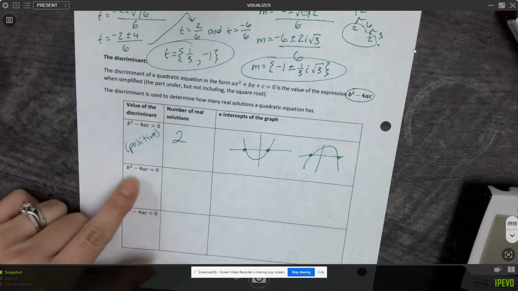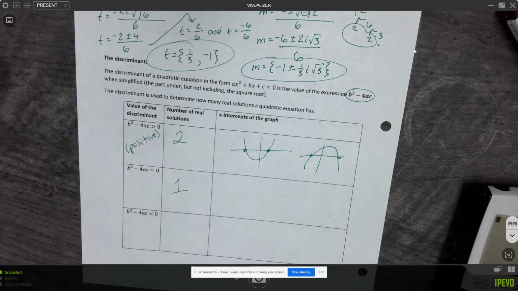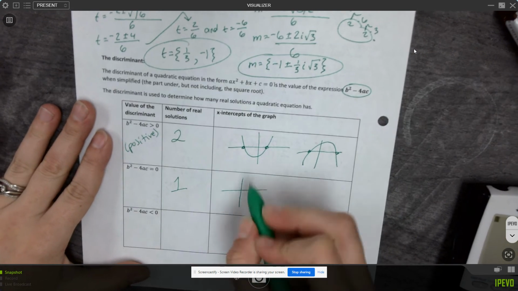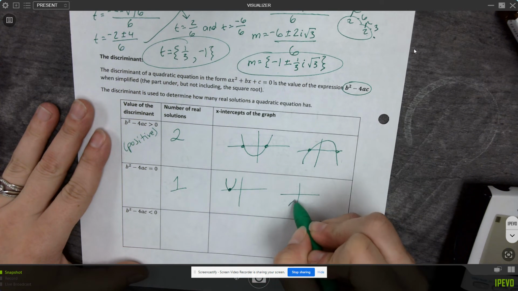If, however, that number equals 0, there's going to be one solution. Because if it equals 0, the square root of 0 is 0. And when you add 0 and when you subtract 0, you get the same number. So your x-intercepts for that will look something like this, where there's only one of them.